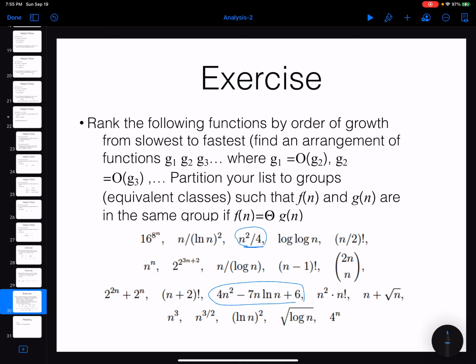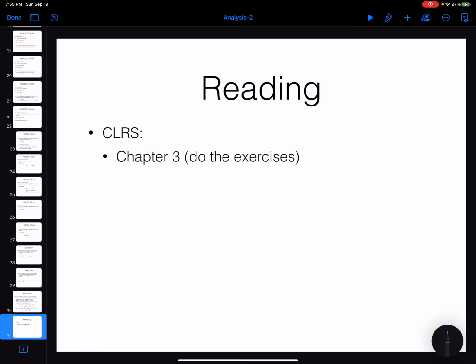I will post the result on Blackboard, or we can discuss it in our class. Okay, I'm going to finish this lecture. You can do more exercises in chapter 3. Many very interesting exercises and examples you can find in chapter 3.